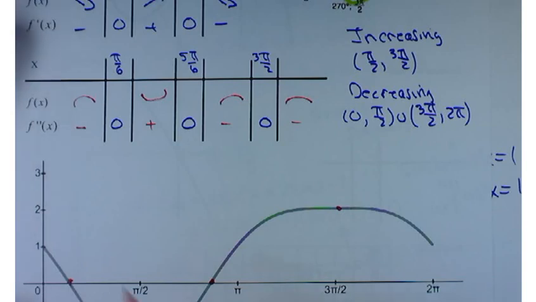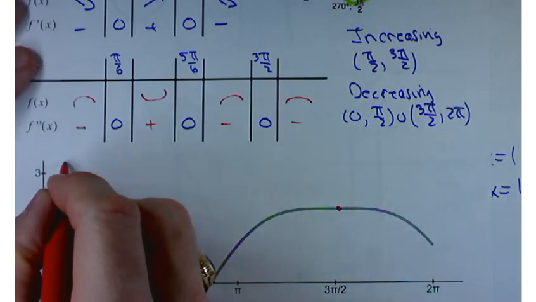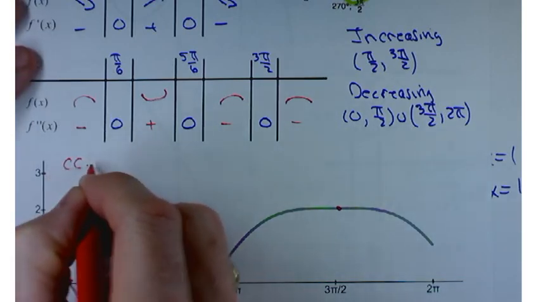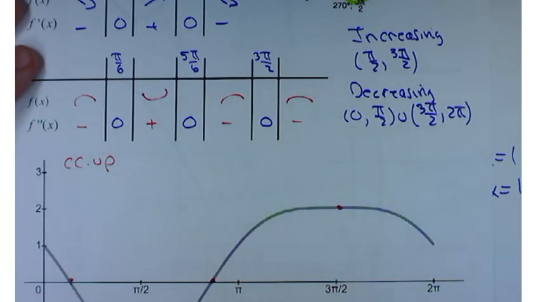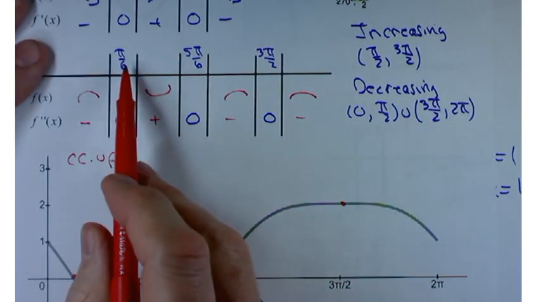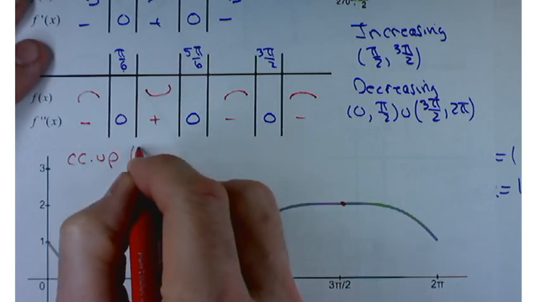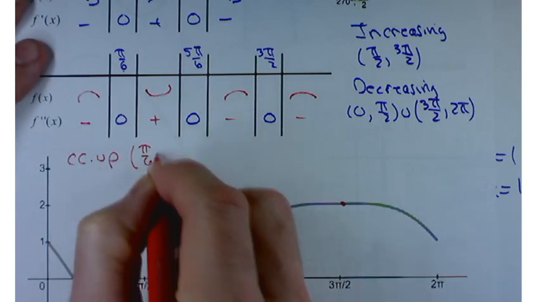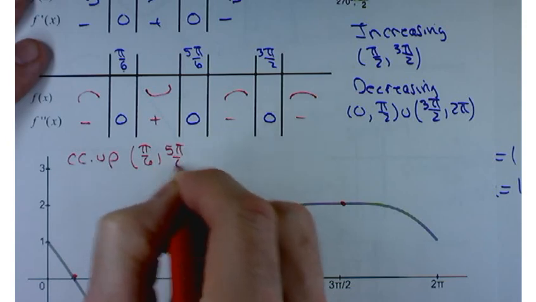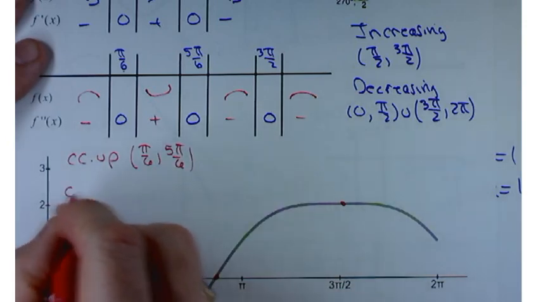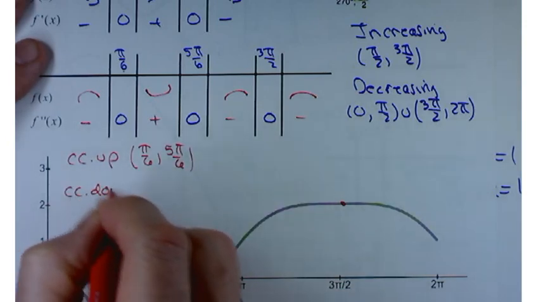What else? Well, we need to talk about the concavity. Concave up, that's the easy part. That's simply between pi over 6 and 5 pi over 6. It's concave down pretty much everywhere else.